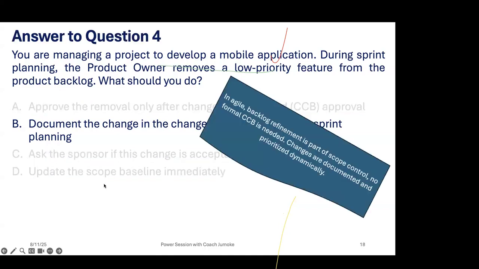So the answer is B. In Agile, backlog refinement is part of scope control. No formal change control board is needed. Changes are documented and prioritized dynamically.